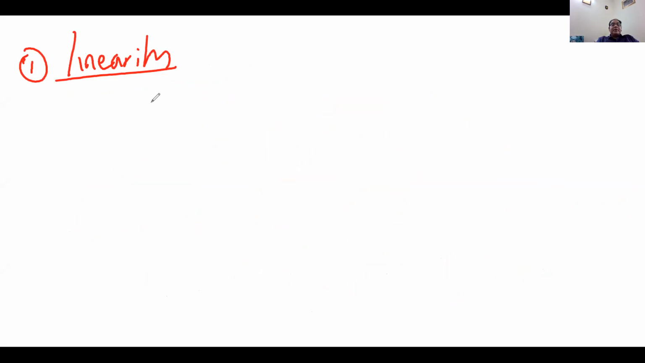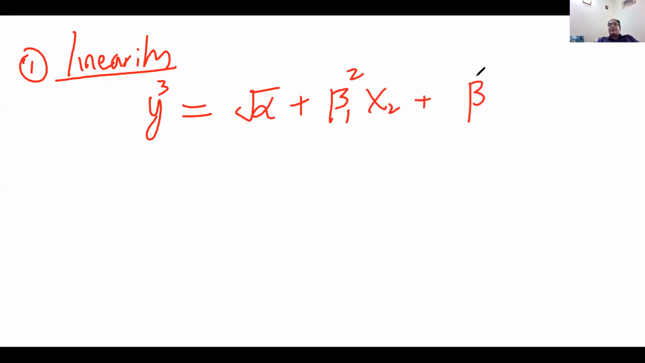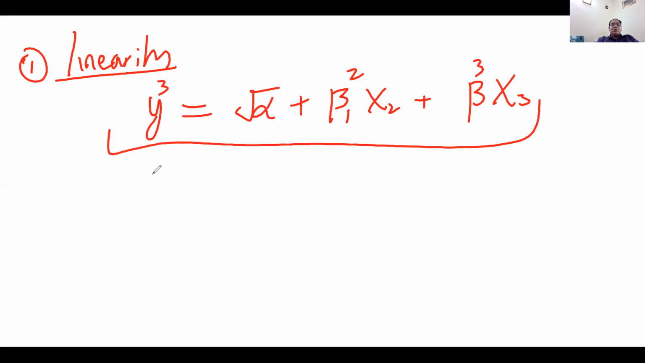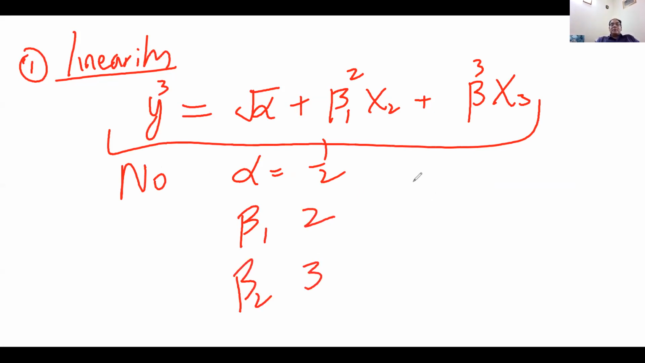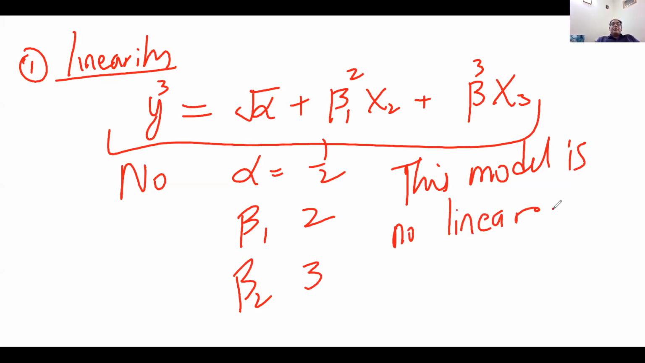Let me repeat. If I write y cube is equal to under root of alpha plus beta 1 square into x2 plus beta 2 cube into x3, can I say this regression model is linear? No, it is not linear, because the power of alpha is 1 upon 2, the power of beta 1 is square, and the power of beta 2 is cube. So this model is not linear.